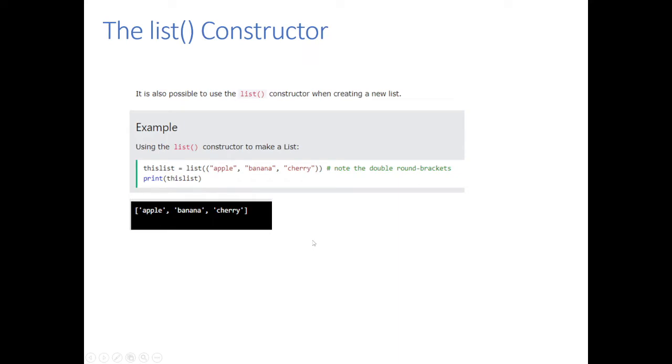The list constructor. It is also possible to use the list constructor when creating a new list. For example, here we use the list constructor to make a list. This list is equal to list, open and close parentheses, so there are double round brackets, and inside them we have the items of the list. You notice we use parentheses, not square brackets, because here we're using a function or constructor method to create a list. We print this list, and you notice it's actually a list because of the square brackets here.